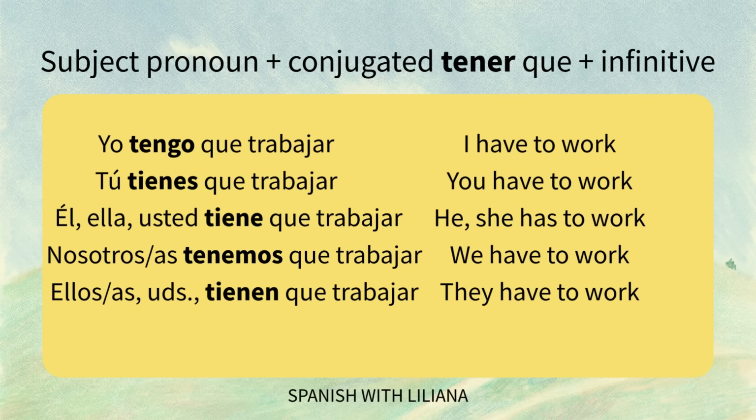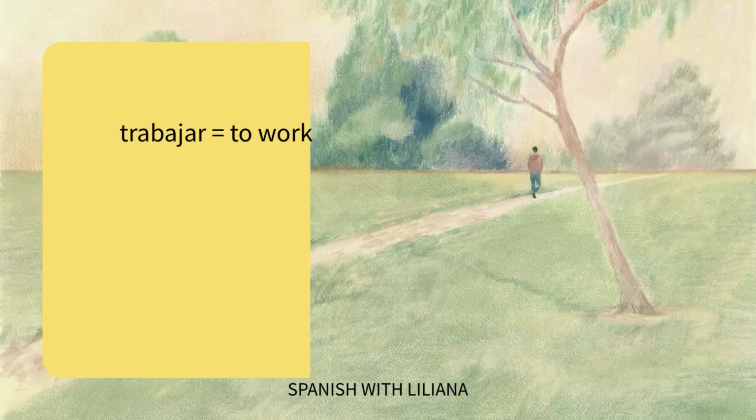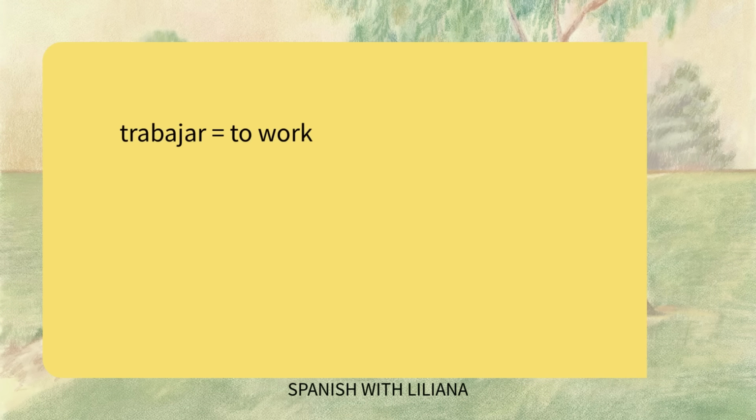Ellos tienen que trabajar. And for vosotras, vosotros, we use tenéis. Vosotros tenéis que trabajar. You all have to work. So to create more sentences, we just switch trabajar for a different infinitive verb. And again, we can use some of the ones we already saw.